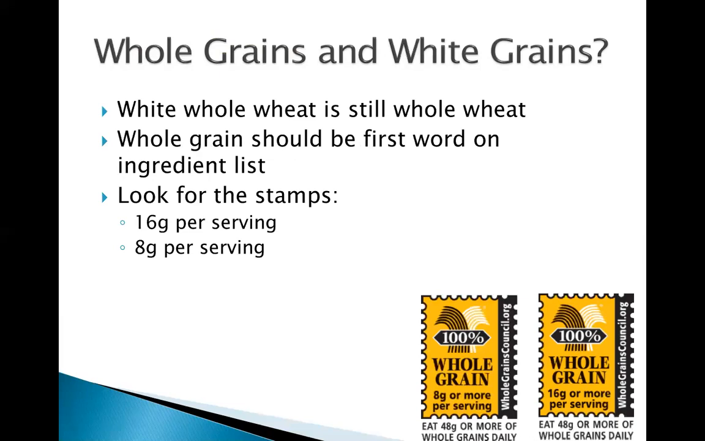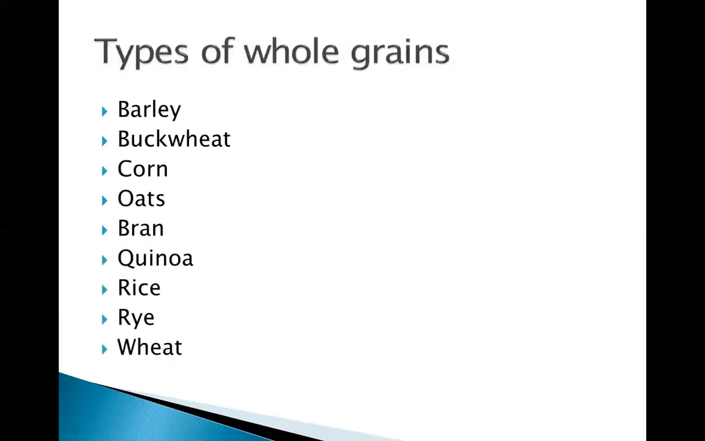You can look for these stamps indicating that a food is made with some whole grain. So it might have 8 grams or more per serving, or 16 grams or more per serving. Types of whole grains. So I talked about wheat. However, any of these grains could be considered whole grains as long as they haven't been milled and processed.